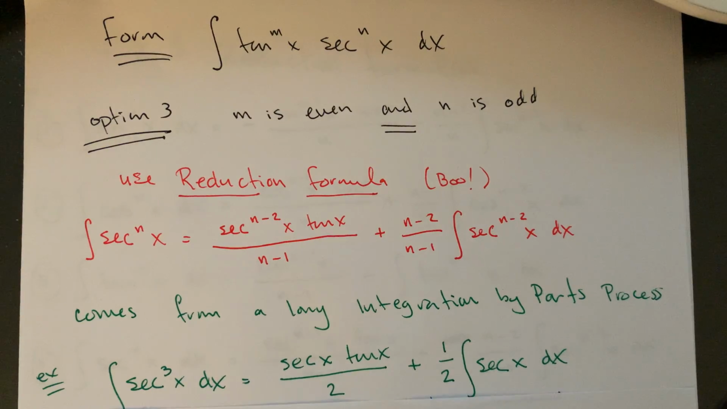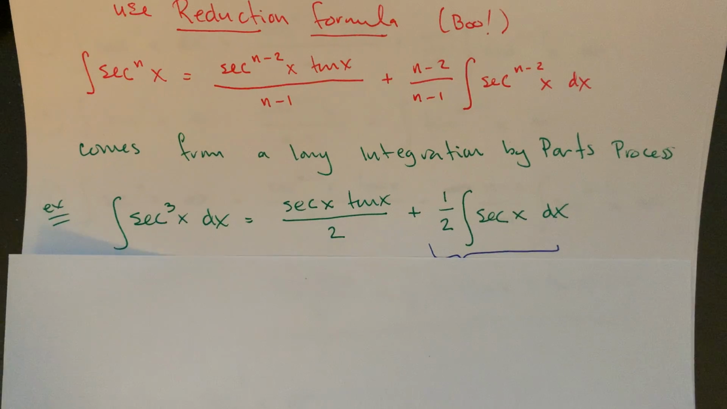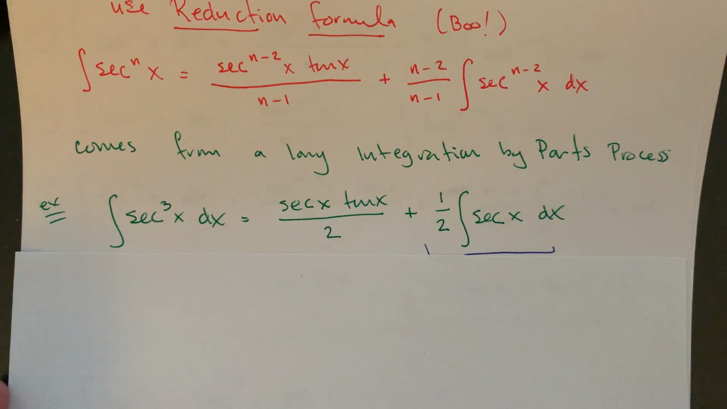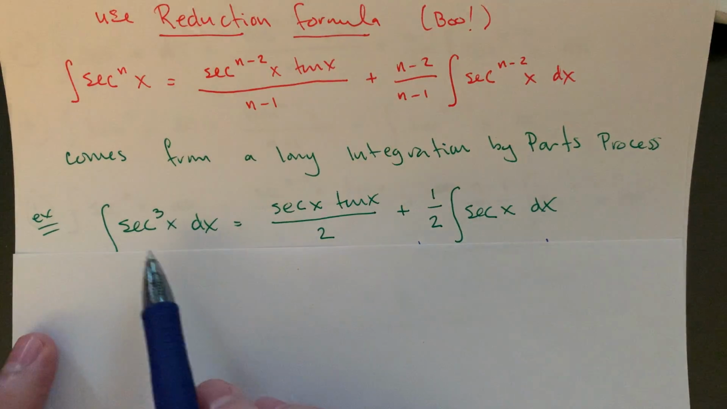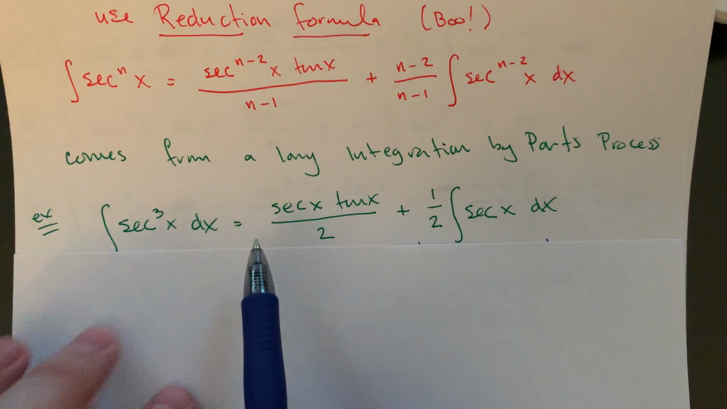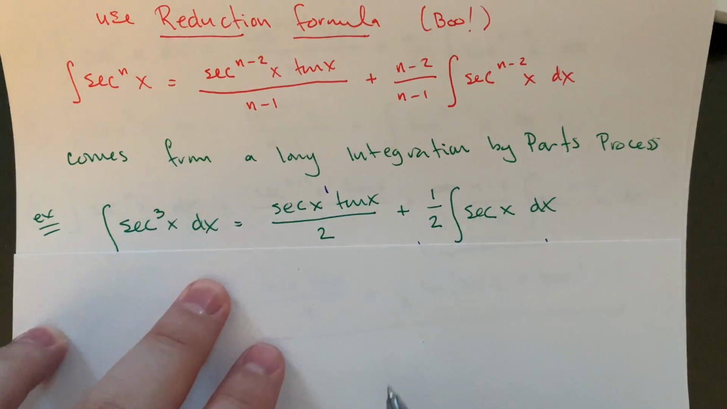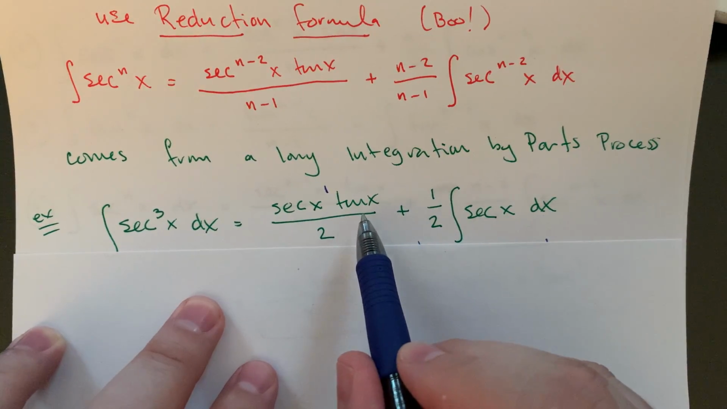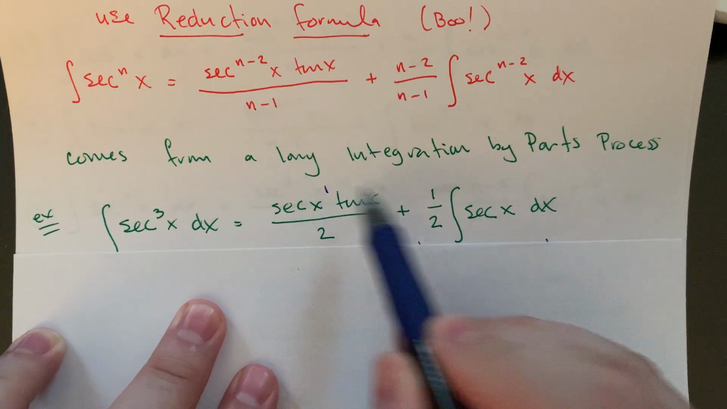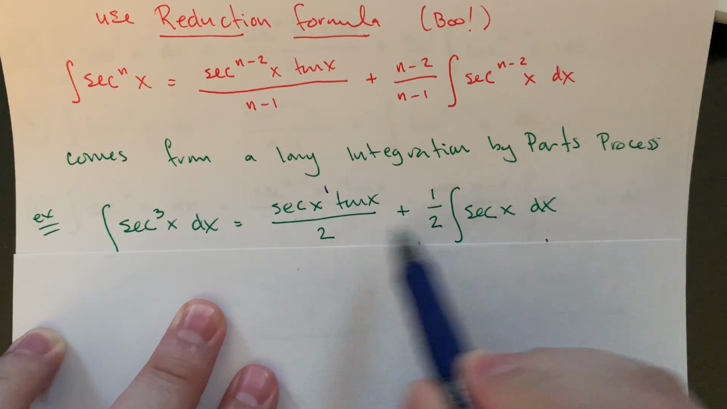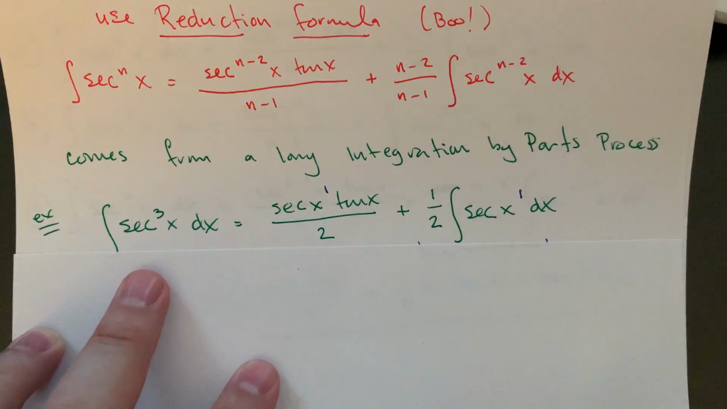Let's run through one here quickly so you can actually see it working. There are a lot of details here, so it's tricky not to get lost in it. Say I've got secant cubed of x dx. The idea here is you're going to drop from 3 to 1. In theory, this is secant to the 1 times tangent over 3 minus 1, which is 2, plus 1. These match. 3 minus 2 is 1 over 2, so these match, times the integral of secant to the 3 minus 2, so secant to the 1.